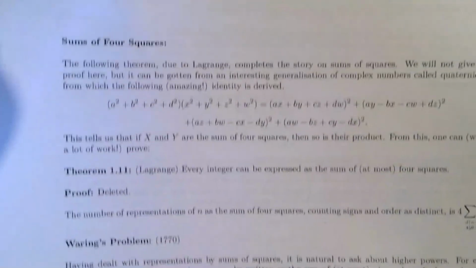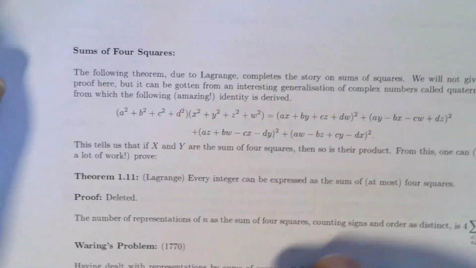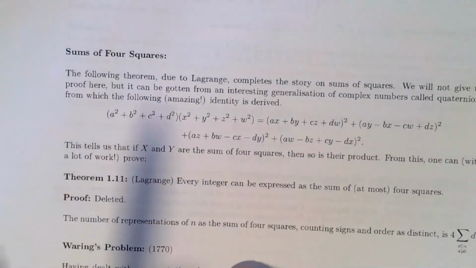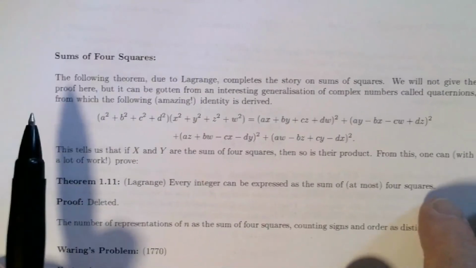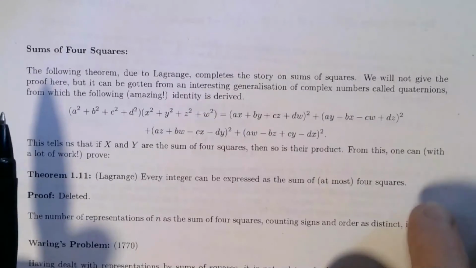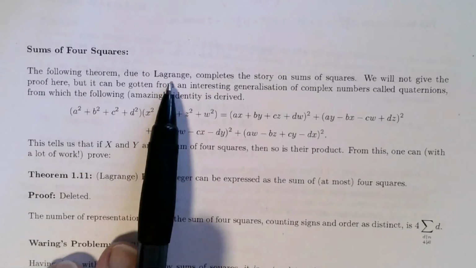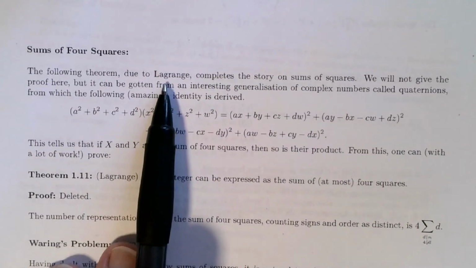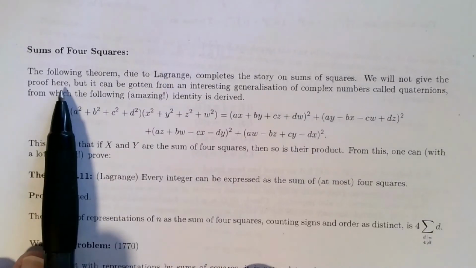Well, just to finish off, how far do we have to go? Well, it turns out that 4 squares are sufficient. So the following theorem, which was due to Lagrange, completes the story on the sums of squares. Again, I'm not going to give the proof here. There are plenty of textbooks that do this. It's quite a long proof, and there are various ways of doing it.